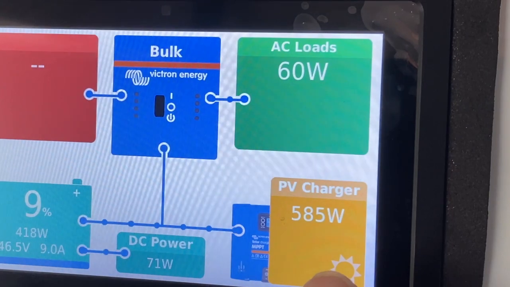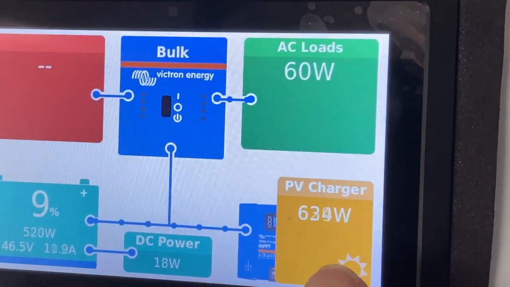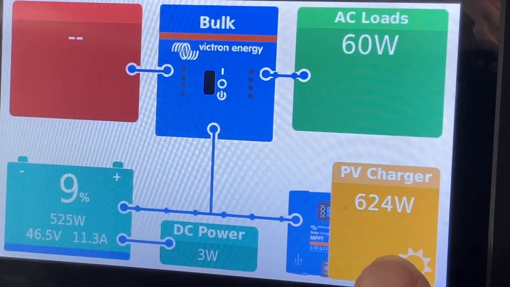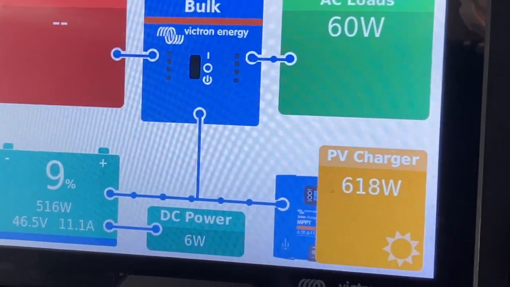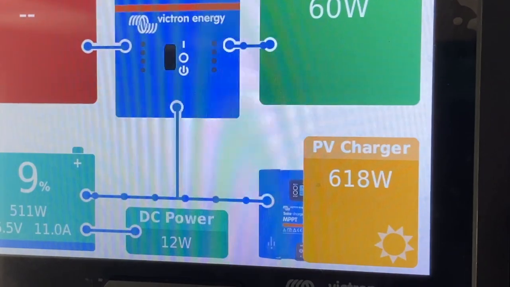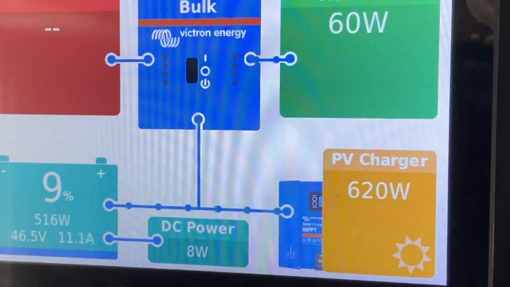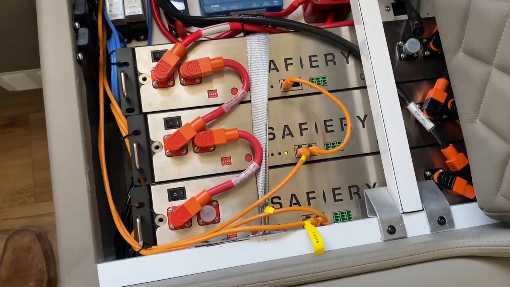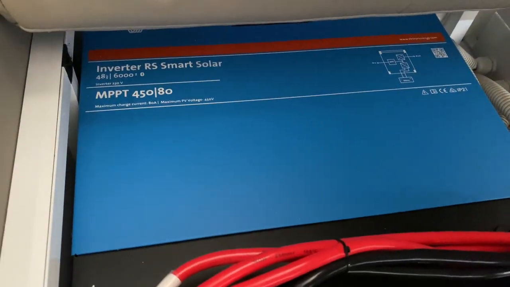It's early in the morning, and a bit overcast, but you can see the solar here is up to 635 watts already. It's pumping power into the batteries. We've now run for a total of 48 hours, non-stop, running the aircon in this van. We've got 600 amp hours that you can see running, and another 200 amp hours over here, and we've got the inverter charger up here.